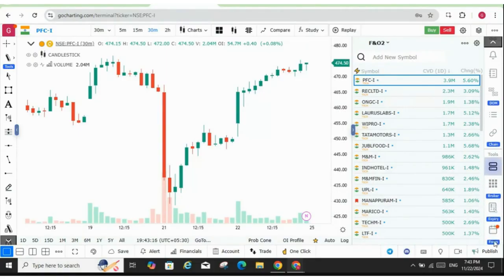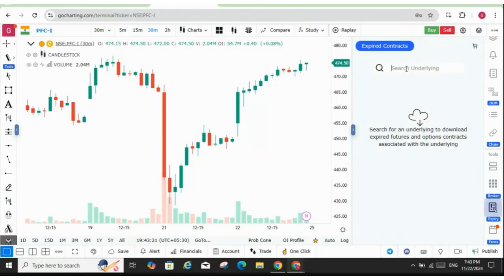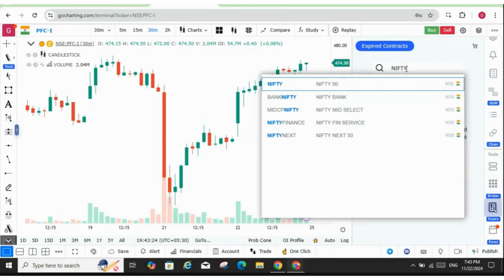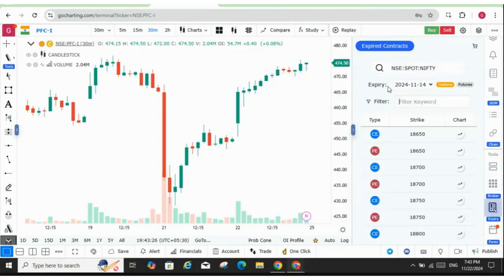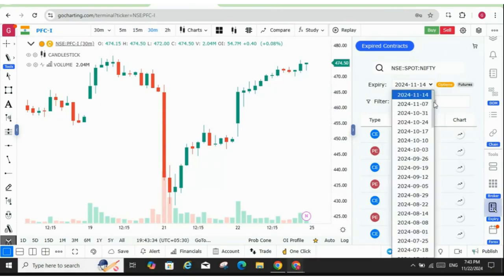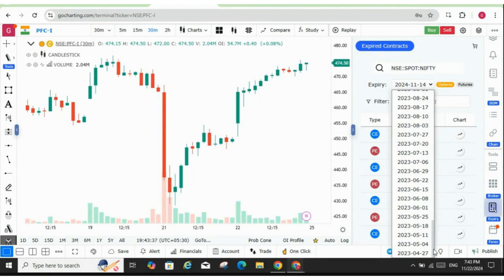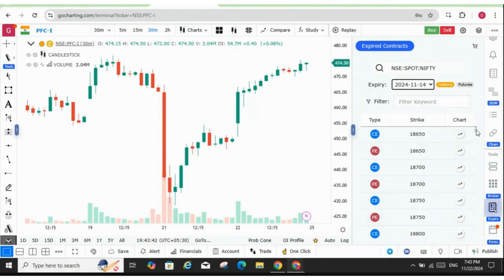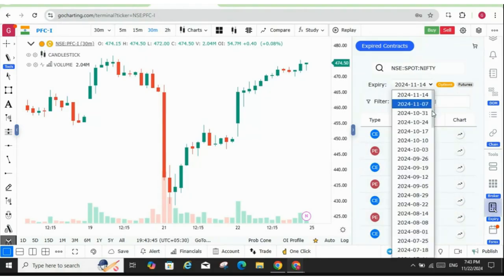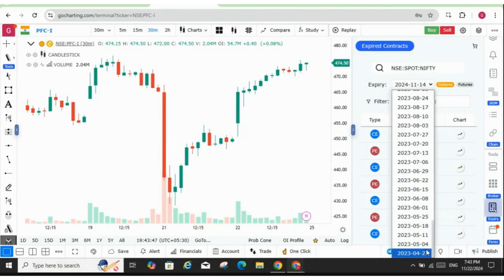Broker section we have already explained. Now we have a very interesting option called expired contracts. Suppose you want to see the expired futures and options for Nifty. You can either see options or you can see futures, and you can choose based on expiry. As far as the data goes, it goes back to 2022.